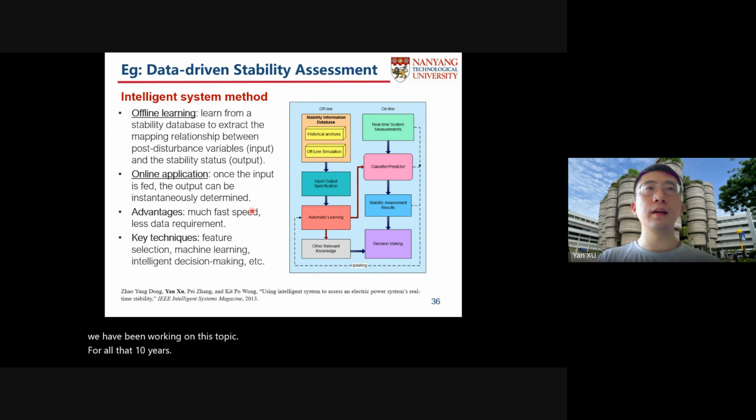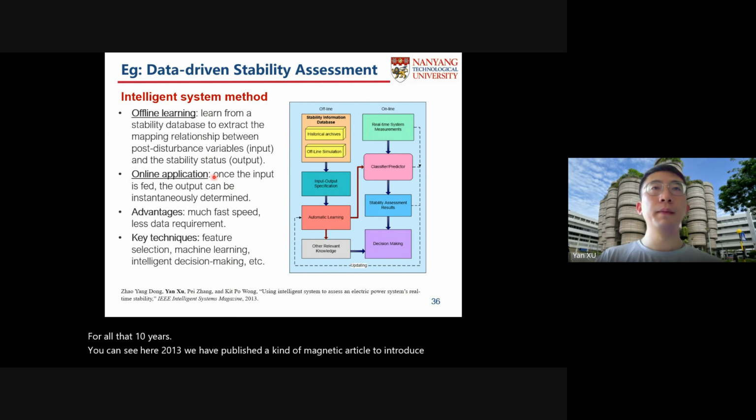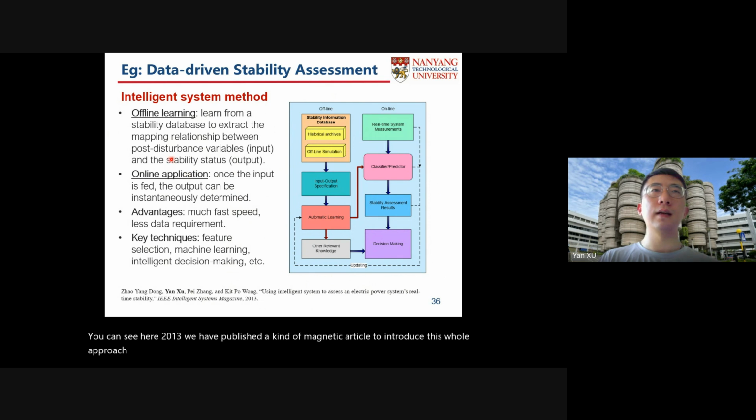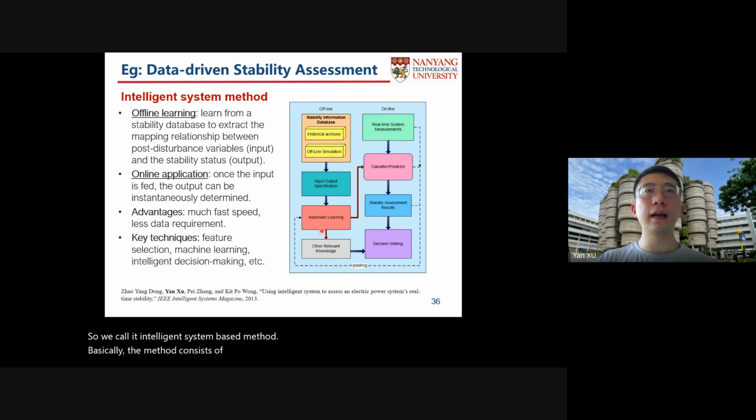You can see here, in 2013, we published a magazine article to introduce this approach. Basically, this approach is based on artificial intelligence, machine learning, so we call it the intelligent system-based method. Now, the method consists of two stages: the offline stage and the online stage.